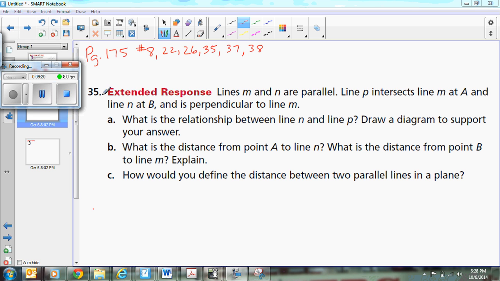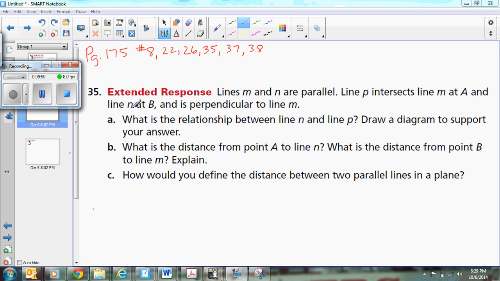Okay, taking a look at number 35, just wanted to give you a couple of hints on this one. First of all, you have a description here. Make sure you draw a diagram of what's going on. Lines M and N are parallel. Line P intersects line M at point A, and line N at point B, and is perpendicular to line M. So in order to answer these questions, you're really going to need a good diagram. So draw a diagram of exactly what is described here.